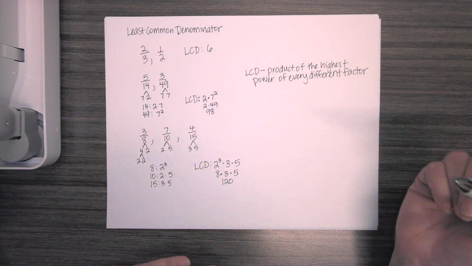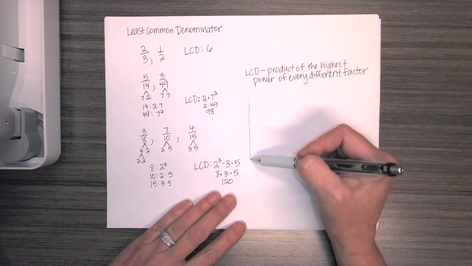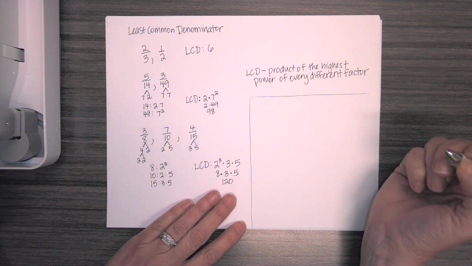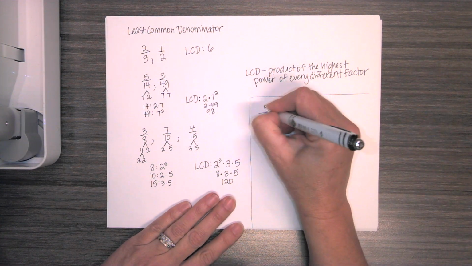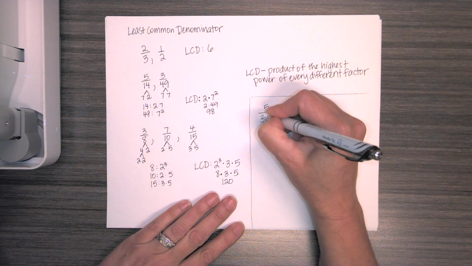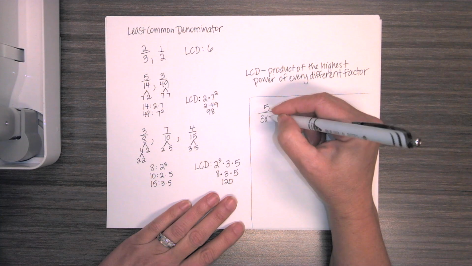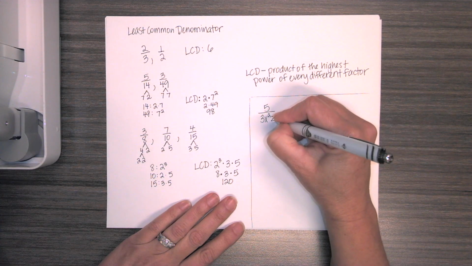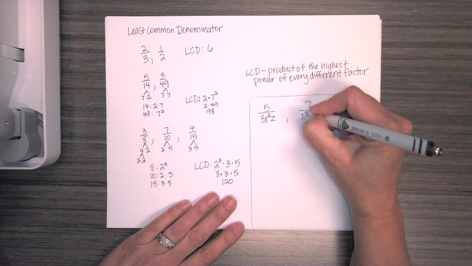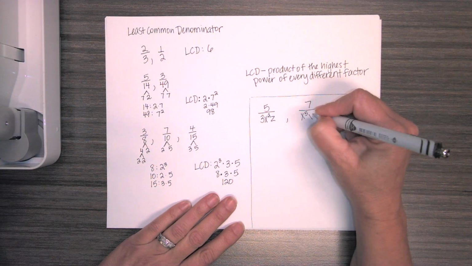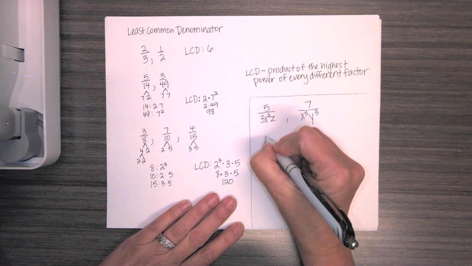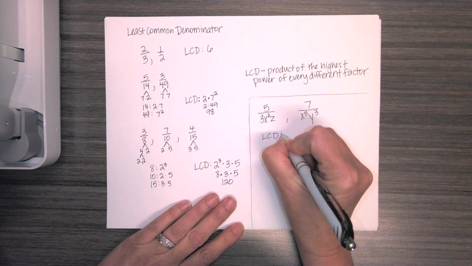Now, as we get into polynomial denominators, let's see how we apply this rule. Alright, if my two rational expressions are 5 over 3x squared z and 7 over x to the 5th y to the 3rd, and I'm looking at these two denominators, trying to find the least common denominator.